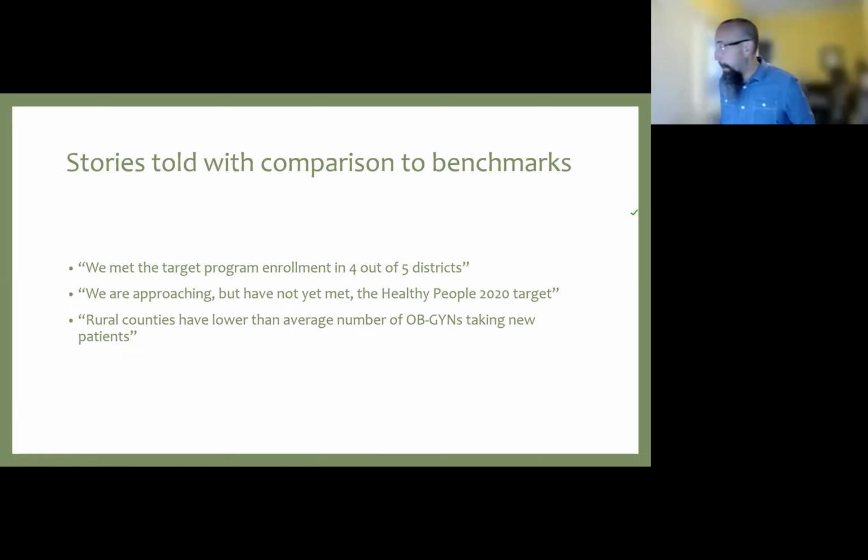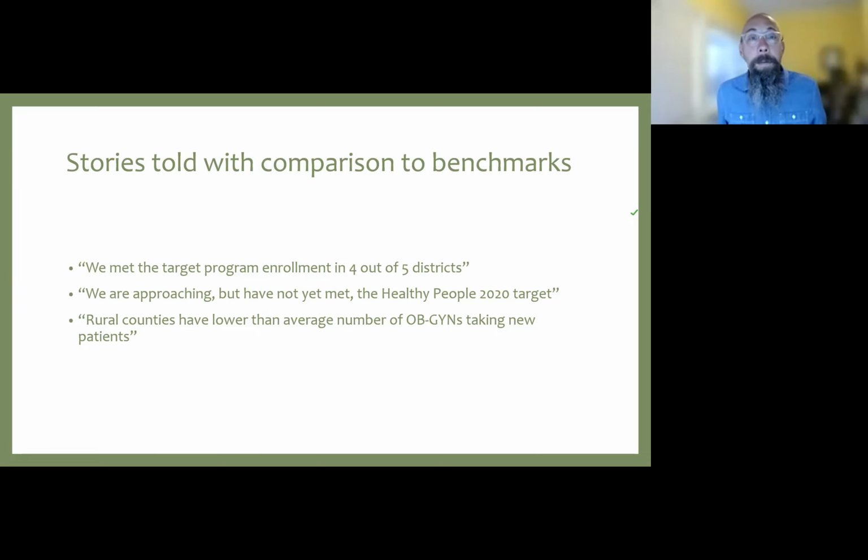So the stories that we can tell with benchmarks. We met the target program enrollment in 4 out of 5 districts, right? So we could have a bar plot or another kind of plot that had 5 points and 4 out of 5 of them are beyond the target benchmark. So that would be an easy way to communicate that. Or we are approaching but have not yet met the Healthy People 2020 target. Or rural counties have lower than average number of OBGYNs taking new patients. So that's comparing rural counties to an average in the state in terms of how many OBs were taking new patients. So benchmarks could be useful, and they're pretty simple.